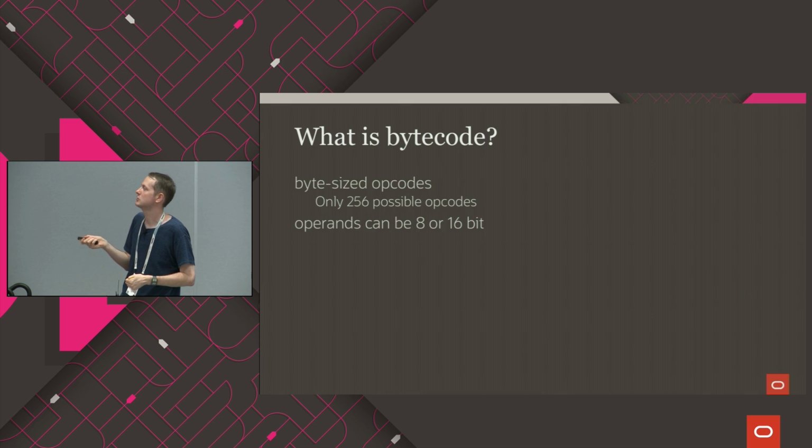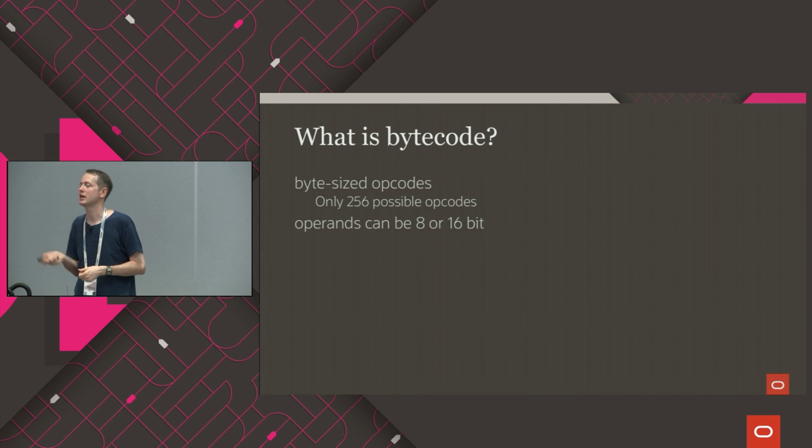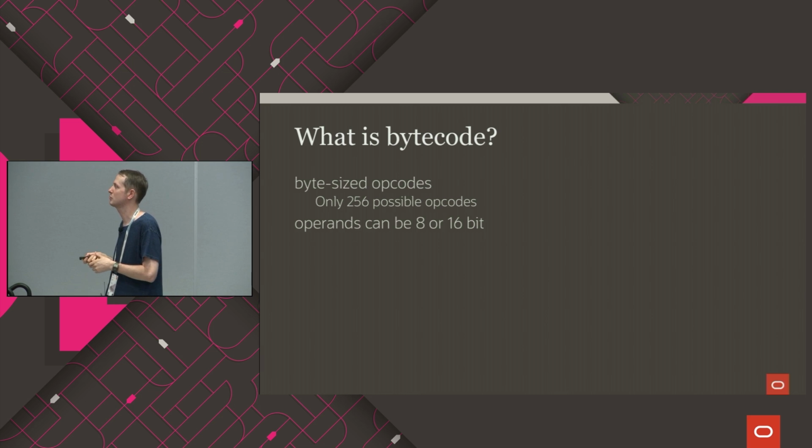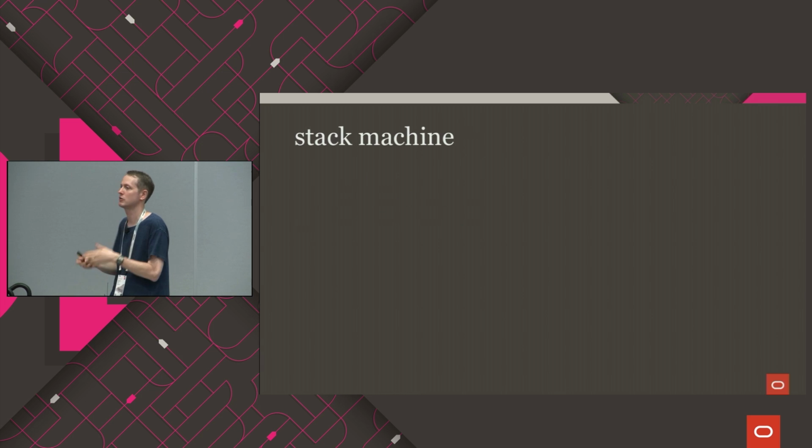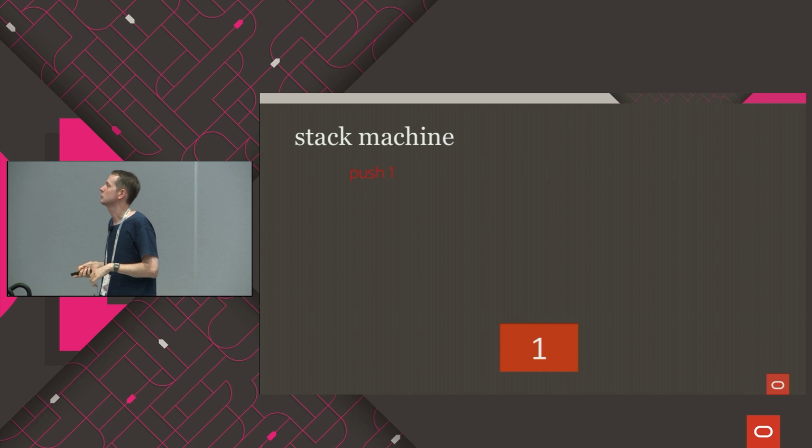Now, the opcodes are 1 byte long, but the operands that we pass to them, the arguments, can be 1 byte or 2 bytes long. And so the entire instruction is usually somewhere between 1 and 3 bytes long. Now, the machine itself, the architecture, is a stack machine. So for example, how easy is this to read? Can you see the push 1 over here in the red? Hopefully people can read this. The coloring here is kind of unfortunate.